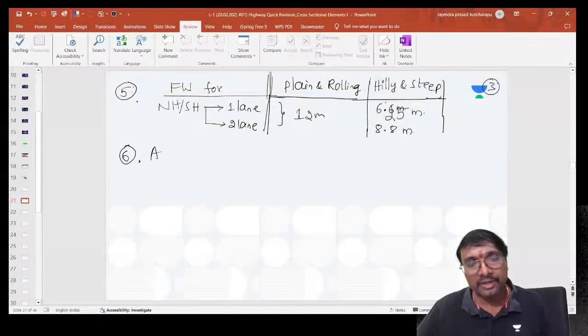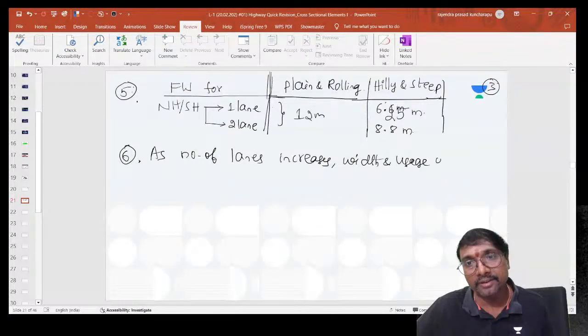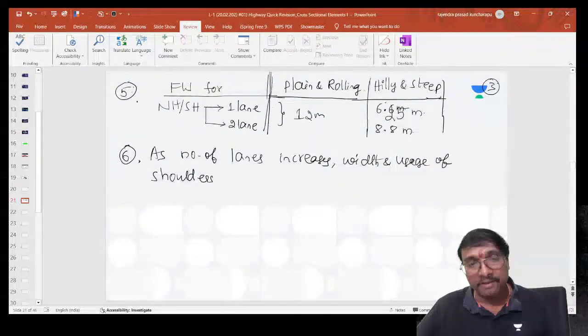What is the point we can write? As the number of lanes increases, width and usage of shoulders decreases, right?